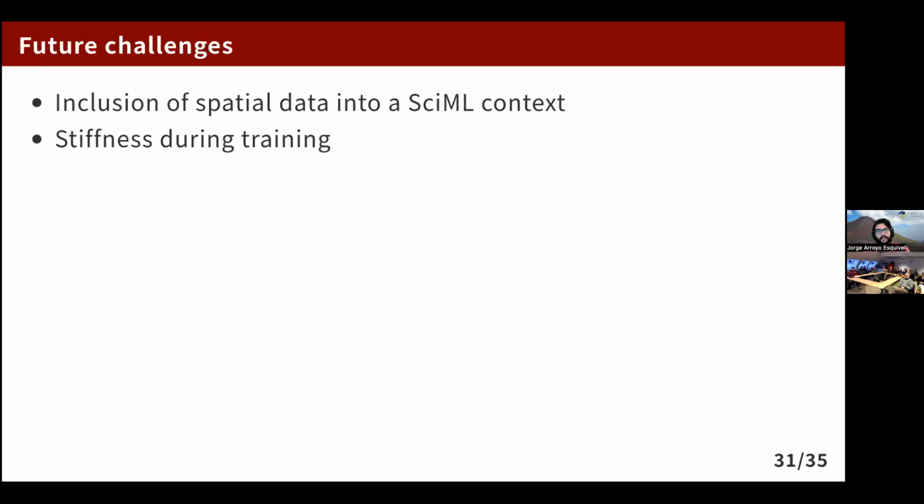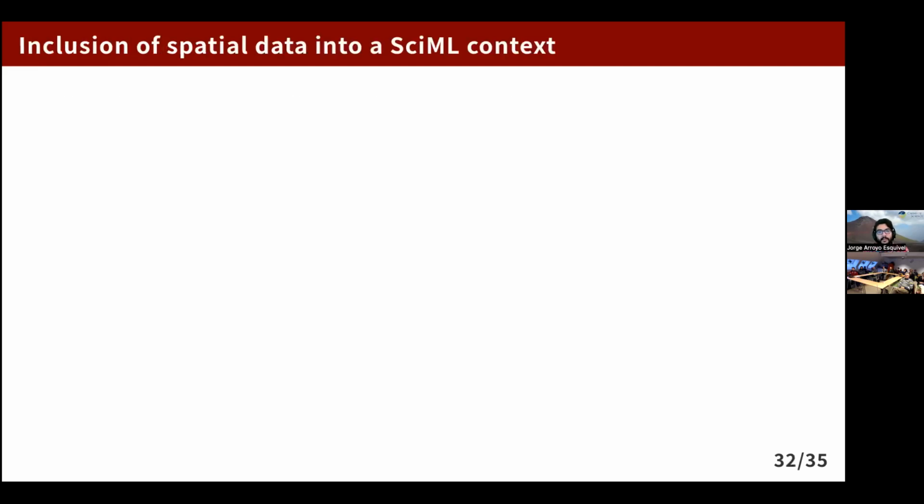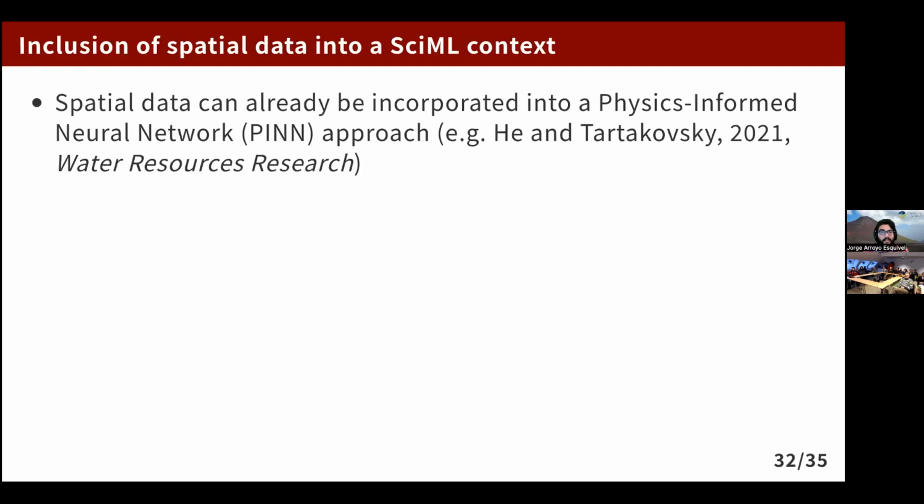And finally, some future challenges, some things that are still under development: inclusion of spatial data into the SciML context, and the stiffness. So spatial data can already be incorporated into physics-informed neural networks. Basically, you have your neural network learn space as well, and then you put it into a PDE. So your loss function includes a PDE, and that makes you have a physics-informed neural network that has spatial data.